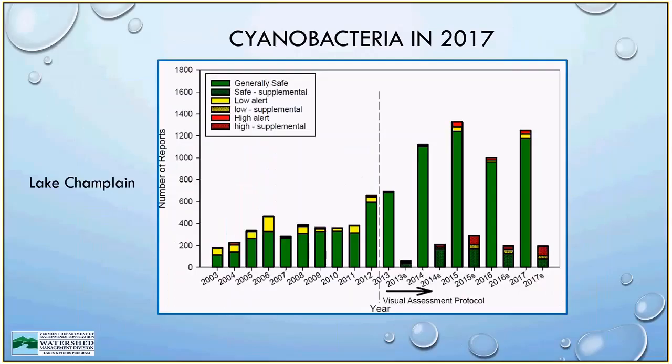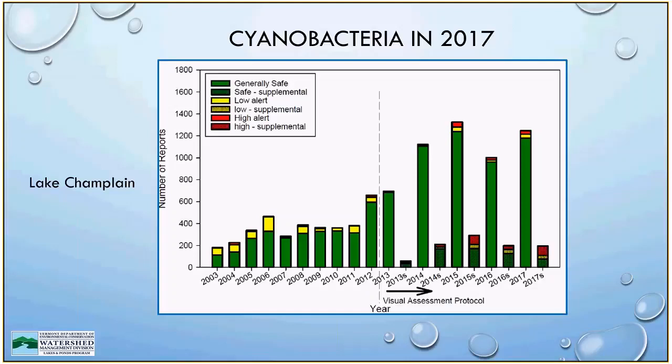This data is from Lake Champlain in 2017 and the years prior to that. And I want to draw your attention to the bars, which are the number of cyanobacteria reports provided each summer as part of our monitoring program. The generally safe conditions shown in green are those conditions where very few cyanobacteria are present and there's little risk of exposure during recreational activities.